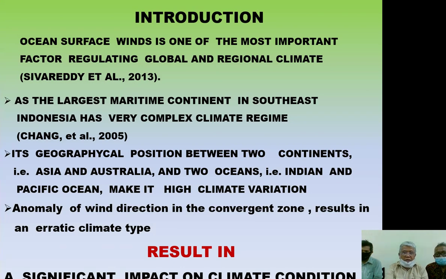As an introduction, I would like to mention that ocean surface winds is one of the most important factors regulating global and regional climate. As the largest maritime continent in Southeast Asia, Indonesia has a very complex climate regime, according to Chang in 2005. Its geographical position between two continents, namely Asia and Australia, and two oceans, namely Indian and Pacific Ocean, makes it have high climate variation.